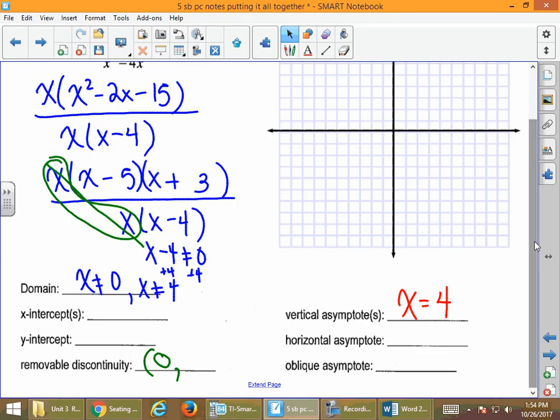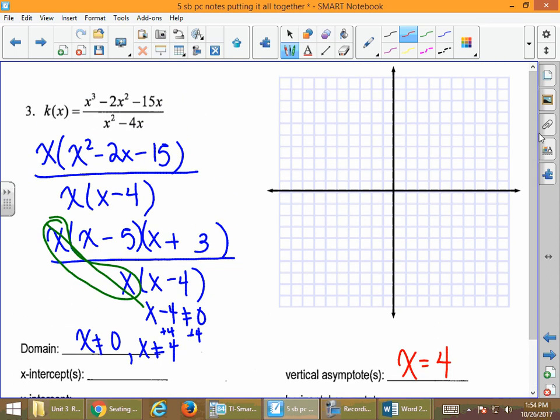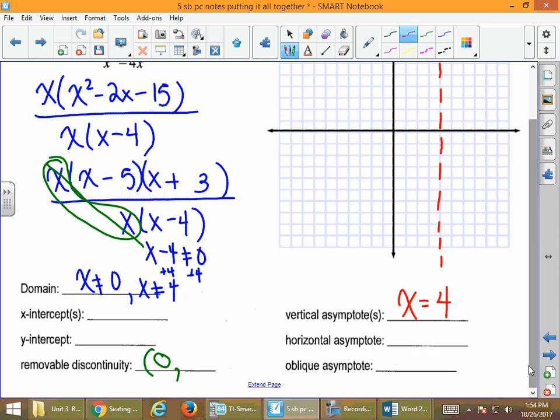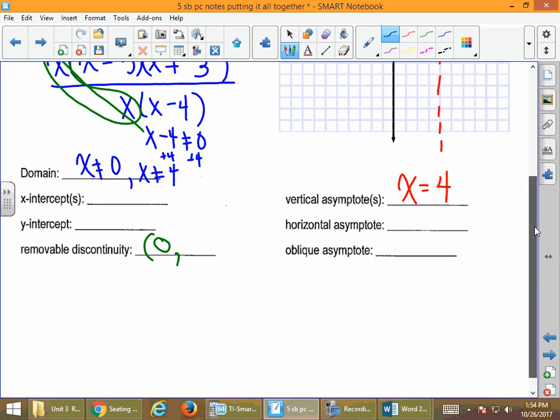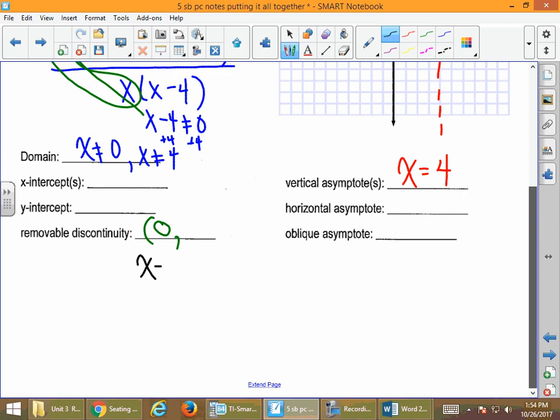So we've got the vertical asymptote. We can even put it in over here on our picture at 4. And let's find our removable discontinuity. The removable discontinuity, again, is coming from the value that canceled out. The x not equal to 0 in this case, then we change it to 0. What we're left with is x minus 5 times x plus 3 divided by x minus 4.